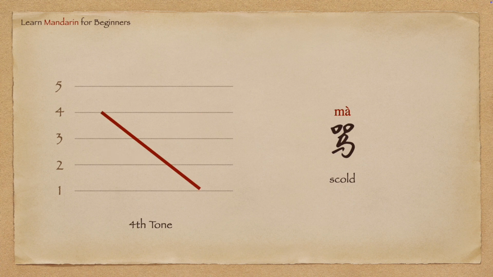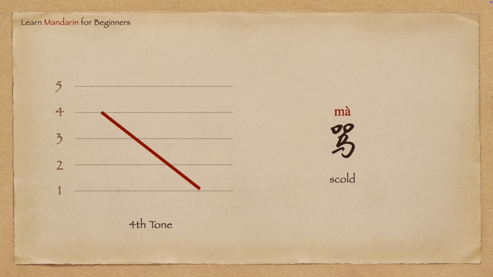The fourth tone is sharp and falling, like giving a firm command. For example, ma, which means scold. Start high and drop your voice quickly. You can also imagine you are strongly agreeing with someone, like the tone of yeah or. Repeat after me. Ma. Once again. Ma.